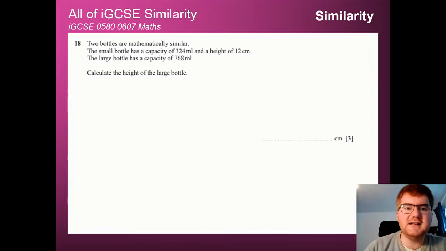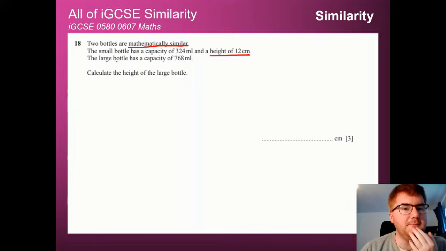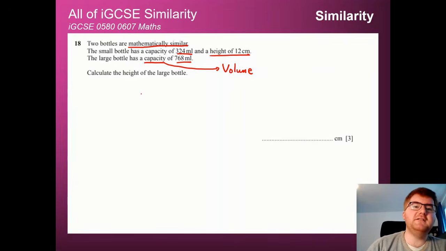So 2 bottles are mathematically similar. That magic phrase is coming up, so scale factors are going through my mind at this point. The small bottle has a capacity of 324 milliliters and a height of 12 centimeters. That's important. The large bottle has a capacity of 768 milliliters. This is a little bit different to questions that we've seen before. If you see the word capacity, and hopefully you know this from your science courses as well, then we're talking about volume.